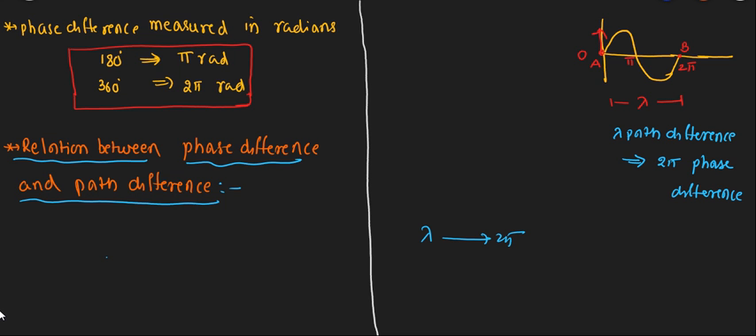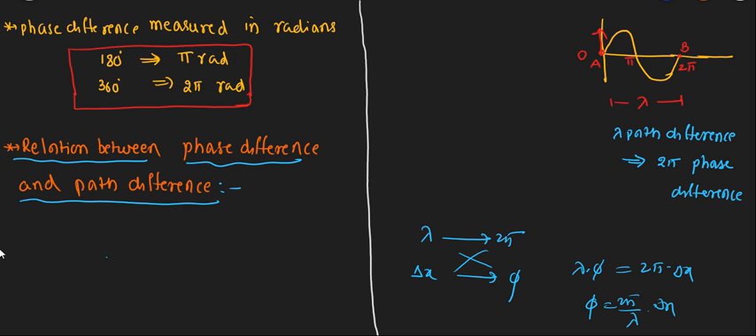And now for lambda path difference, 2 pi phase difference is there. For example, delta x is the path difference, phase difference is phi. Then we have to do the cross multiplication. Lambda into phi is equal to 2 pi into delta x. Then from this, the phase difference phi is equal to 2 pi by lambda into delta x. Now the relation is, phi is the phase difference. Phase difference is equal to what we are getting here.